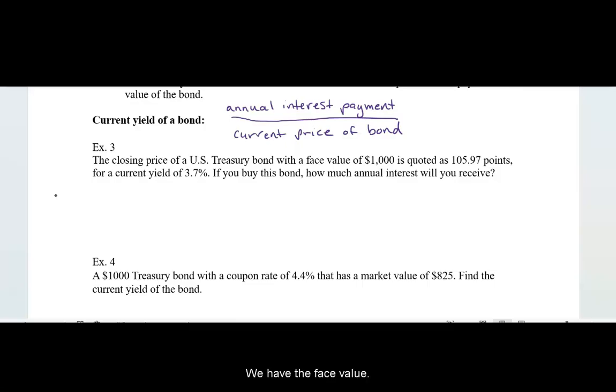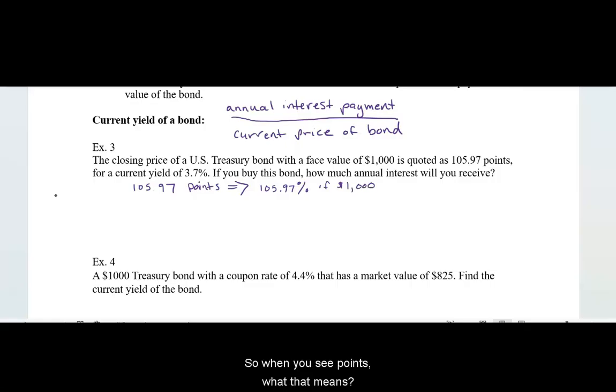We have the face value. So I'm going to explain a few things. The 105.97 points. Let me explain what that means. What that means is that the points mean 105.97% of the $1,000.